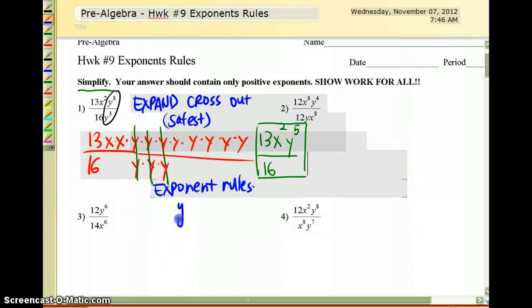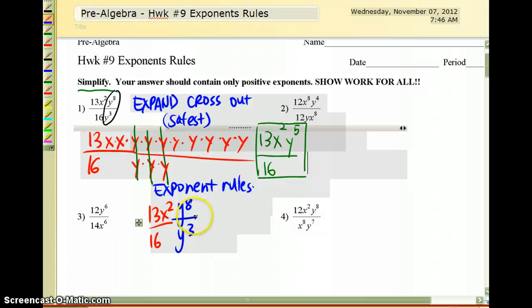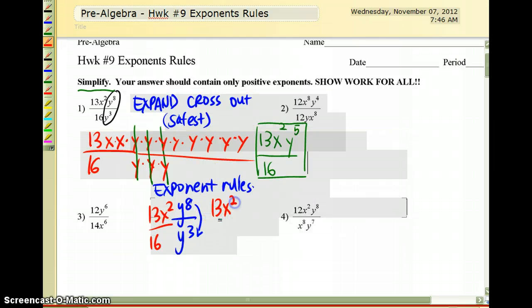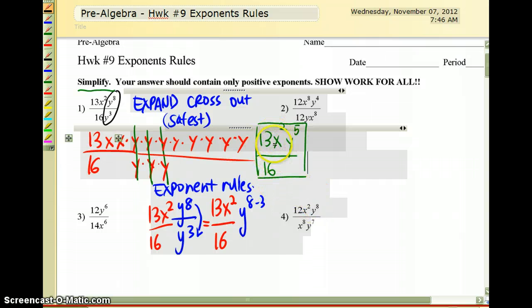Using the exponent rules, I would have y to the 8th power and y to the 3rd power, and I still have 13x squared and then the 16 underneath it. So I'm really just focusing on the y's. Because they have a common base, I'm allowed to subtract 8 minus 3. I still have 13x squared and 16 in the denominator, and if I subtract y, 8 minus 3, I will then get my final answer, which is what I got the first time by using the process called expand and cross out.